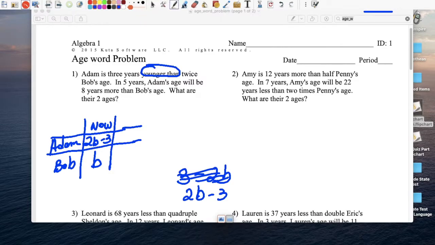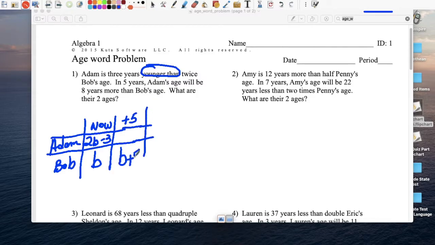Erase this. And then in 5 years, well, let's first of all figure out what they're going to be 5 years from now. 5 years from now, Bob's going to be whatever his age right now, plus 5. And Adam is going to be 2b minus 3 plus 5. Even if you do that, that's going to get you 2b plus 2. Now in 5 years they have a special relationship. In 5 years, Adam will be 8 years more than whatever Bob is. So that's what Adam is going to be, 8 years more than Bob's age in 5 years. So I'm going to change that to 8.